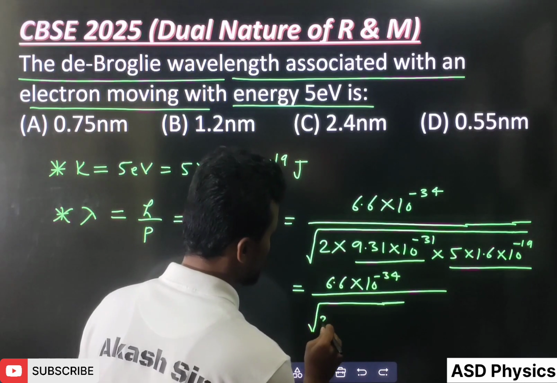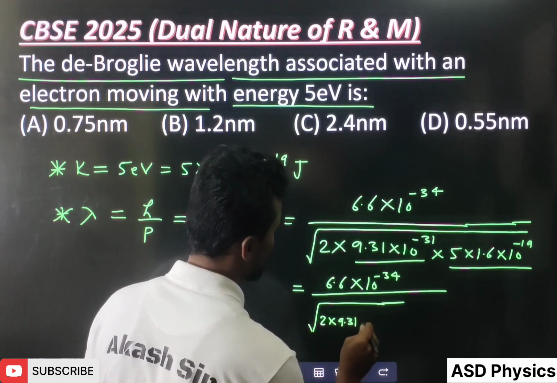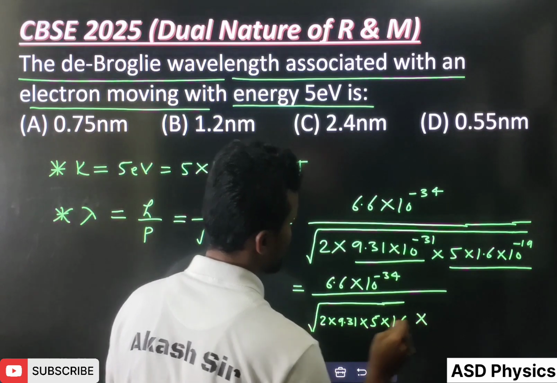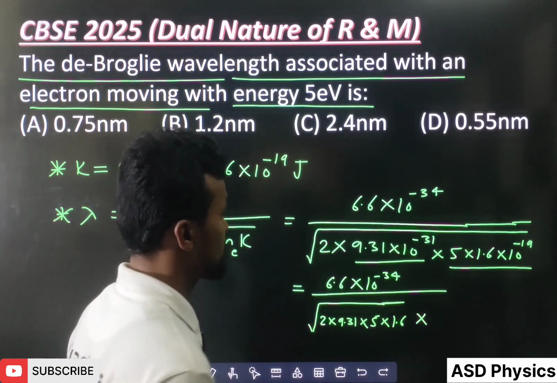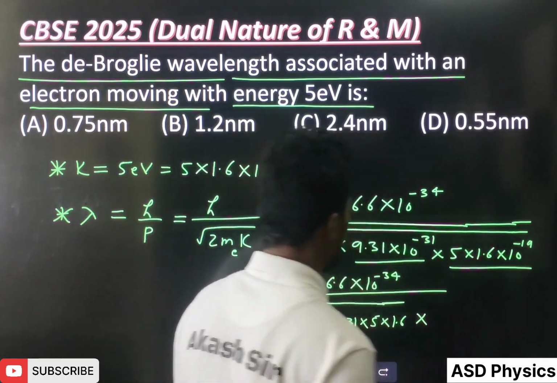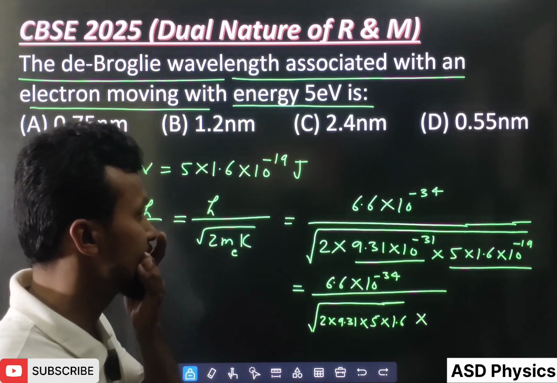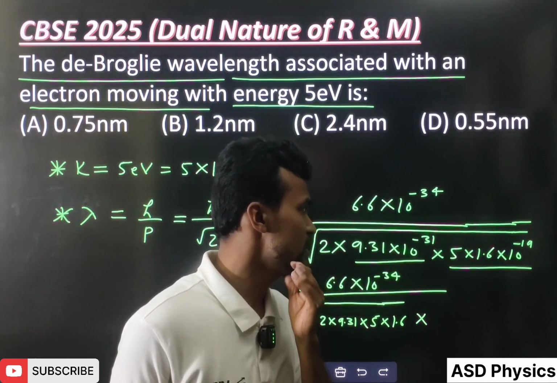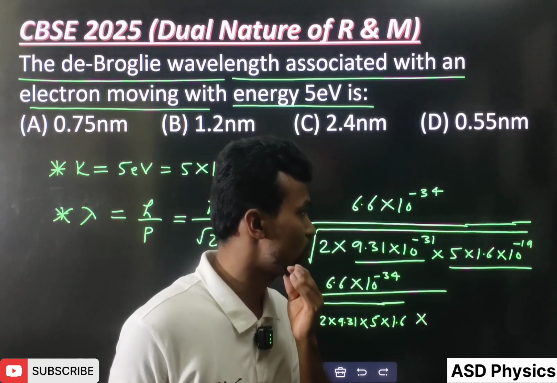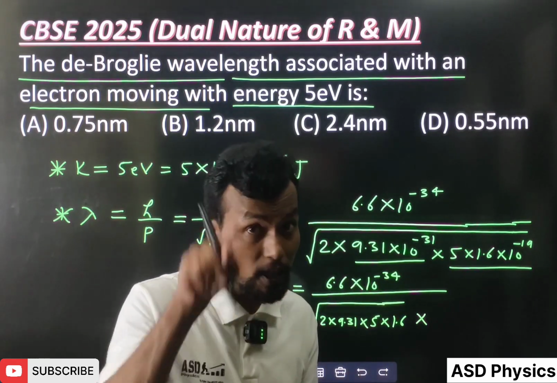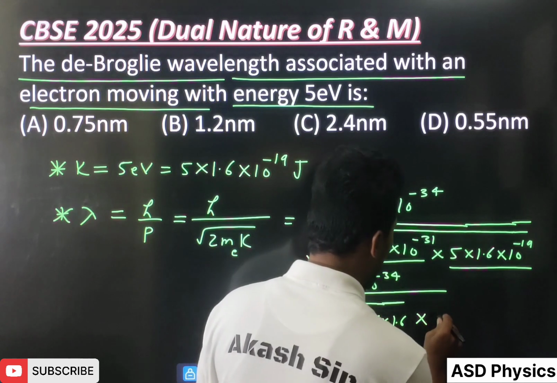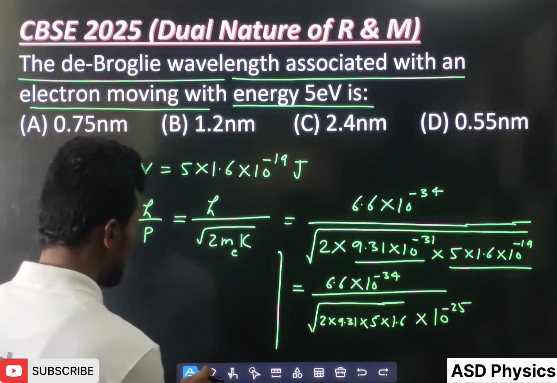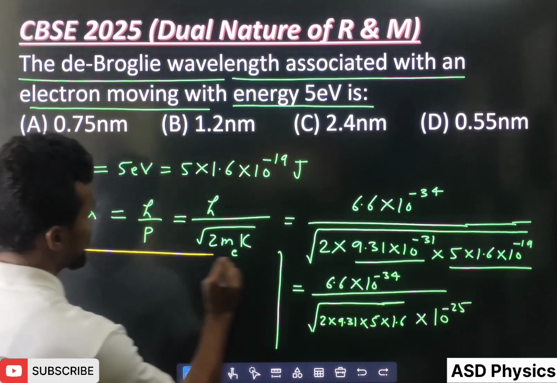So what will happen? You see, 2 into 9.31 into 5 into 1.6 into 10 to the power how much here? Here minus 31 and minus 19. 31 and 19, what will be there? 31 plus 19 is 50, so 10 to the power minus 50. Square root of 10 to the power minus 50 means outside it will come 10 to the power minus 25. After that, see this side I will just do the calculation.